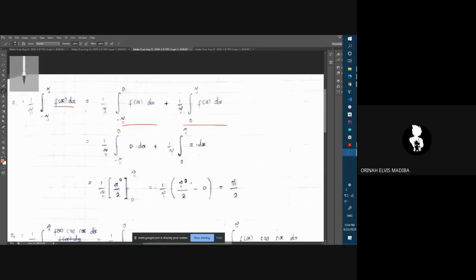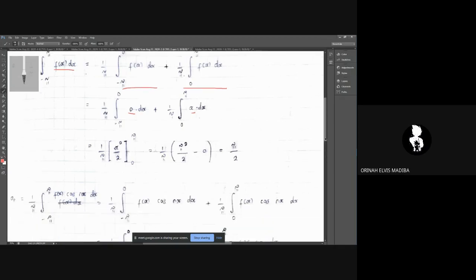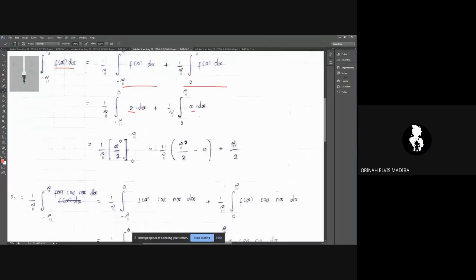So we replace the values 0 and x for -pi to 0 and 0 to pi, and then integrate. From the first part, this goes to 0. Then we integrate the second part, which gives 1 over pi times x squared over 2 from 0 to pi, and at the end it results in pi over 2. And that is the value of a naught.